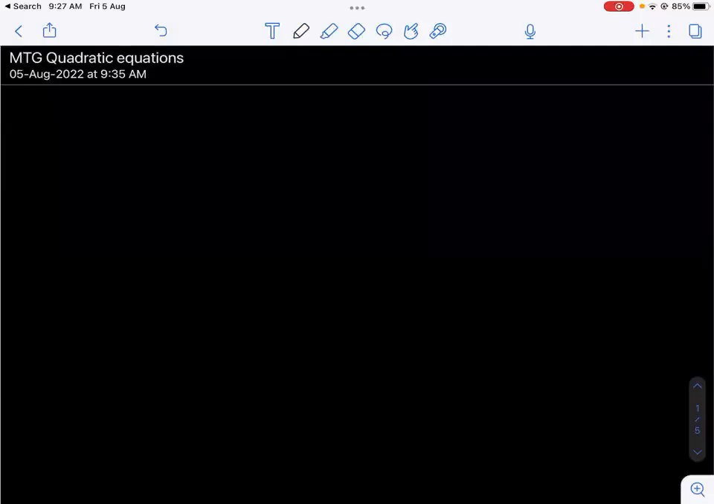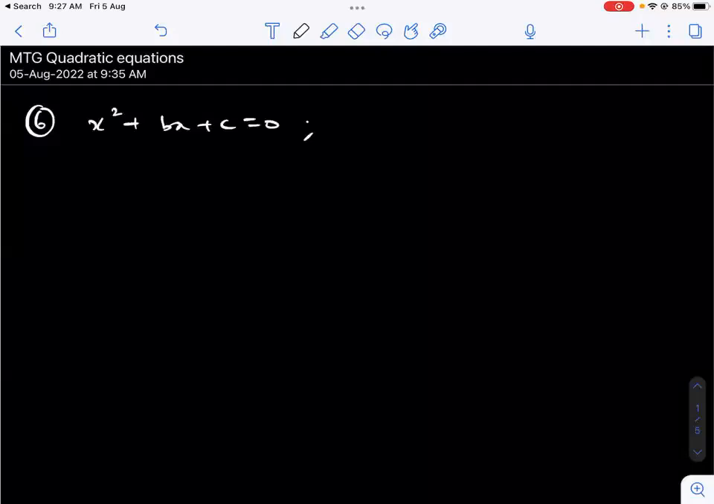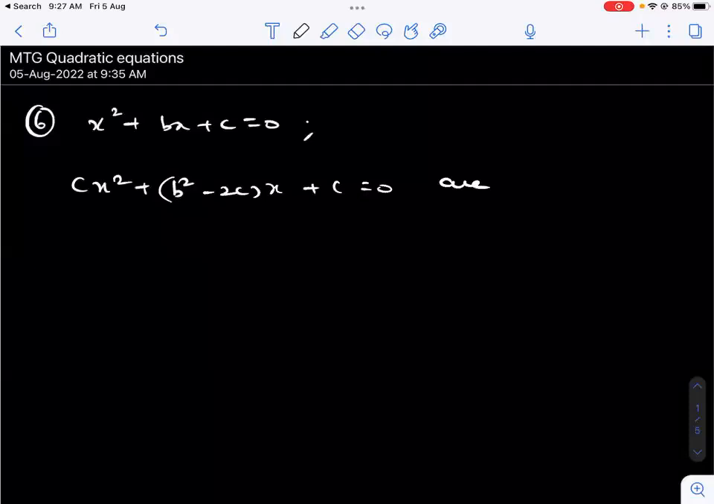Let's get started. So let's do the sixth one. If alpha and beta are the roots of the equation x square plus bx plus c is equal to 0, then the roots of the equation cx square plus b square minus 2c into x plus c is equal to 0 are, what are they? So for this, the roots are alpha and beta. So how do we even proceed?